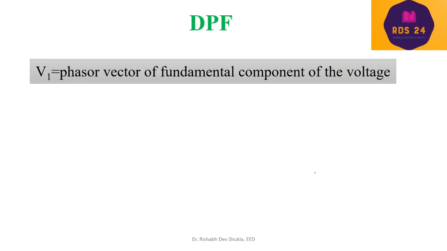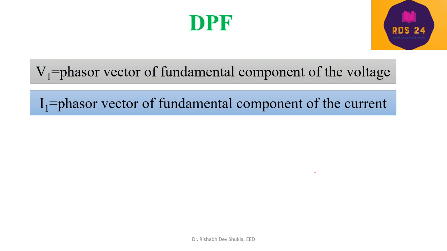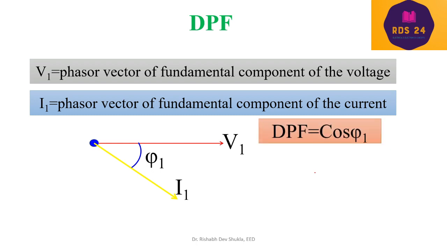V1 is the phasor voltage of the fundamental component of the voltage, and the same applies to the current side. I1 is the phasor of the fundamental component of current. So again we are drawing the fundamental component V1. This is the fundamental component of current. The angle between them is phi 1. So DPF is nothing but cos phi 1.